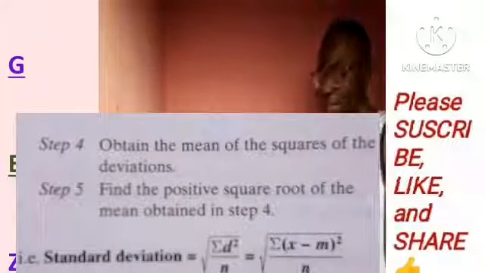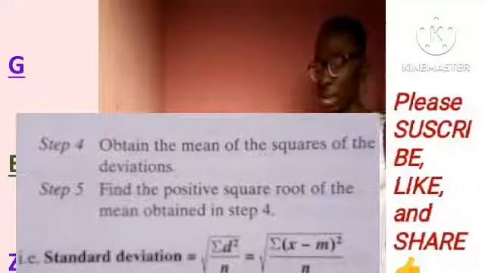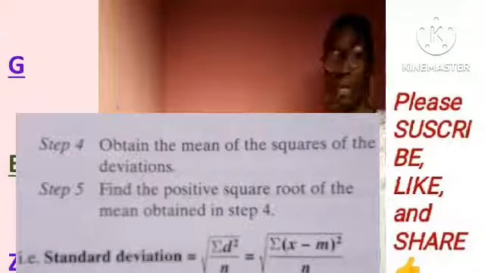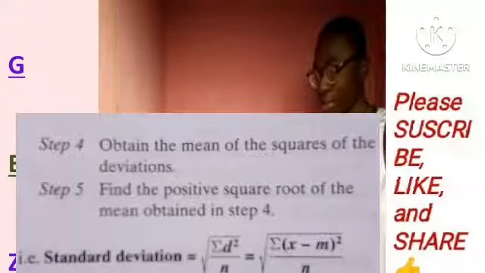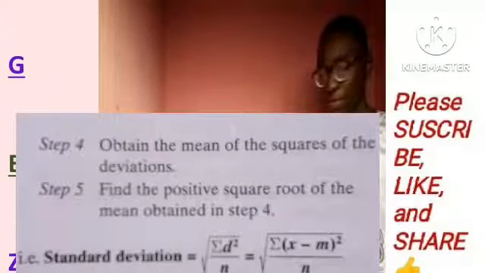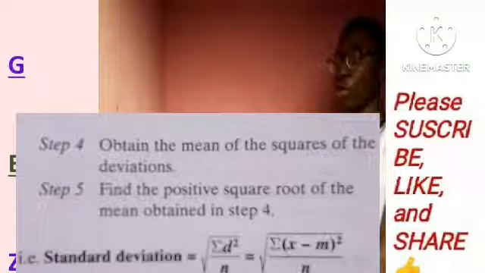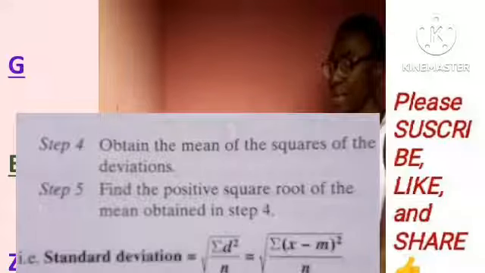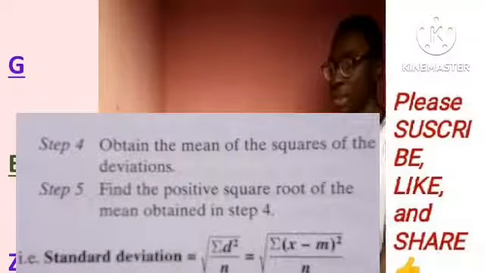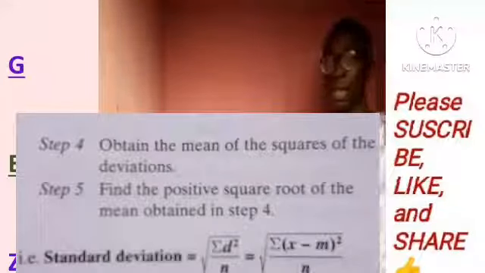Now, as you can see in this example, our standard deviation is equal to the square root of the summation of the square of deviation divided by the number of data. So that's the square root of sigma open bracket x minus m close bracket squared, divided by n. That is the way you represent the standard deviation.